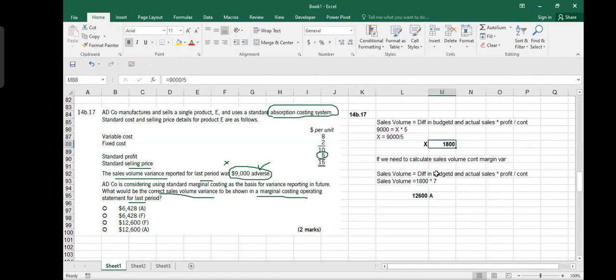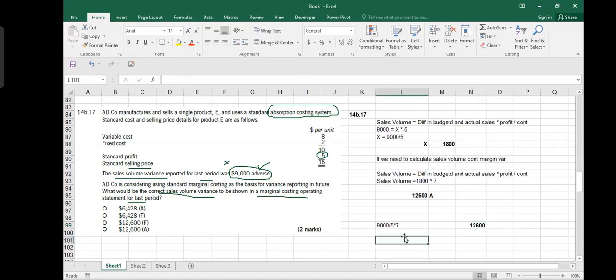Now this is a little bit long way of doing it. If you want to do it in a short way, when I divide this 9,000 by 5, it will give me the number of units. And then you must multiply the number of units with the contribution, which is 7. I mean, if I'm in exam, I will do it like this, very straight: 9,000 divided by 5 multiplied by 7.